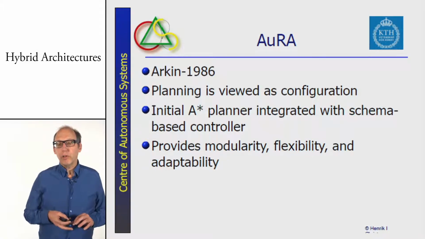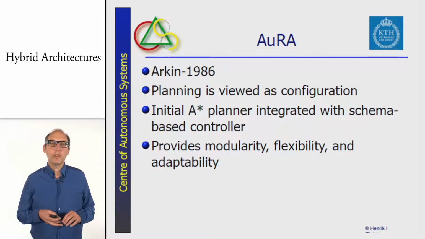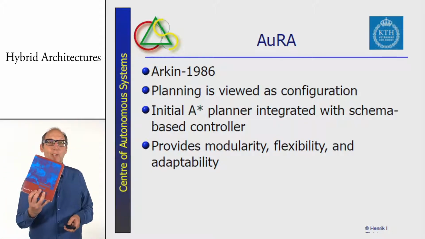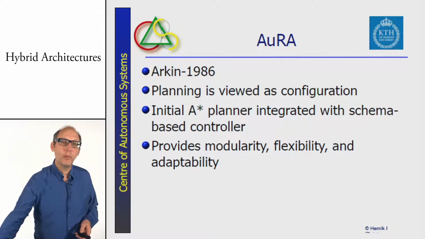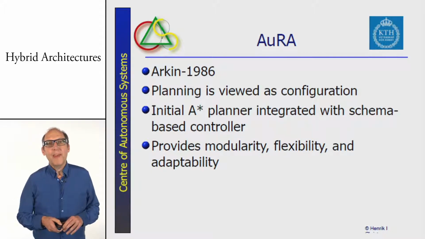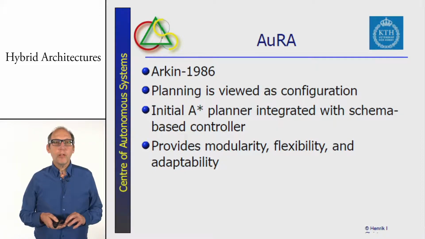The one hybrid architecture that is most famous, also because it was based on the famous author of this book, is AuRA. There he saw planning as configuration. He integrated his behaviors with an A-star planner that was able to plan paths, and those paths could be integrated with schemas.